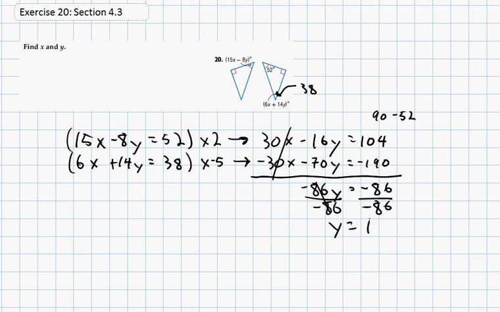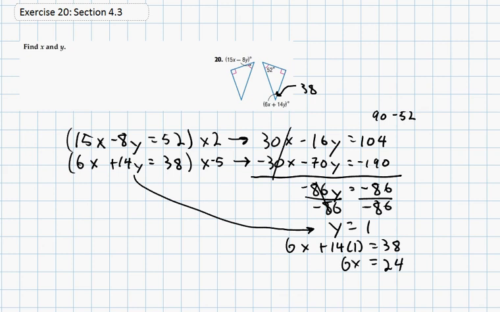So then to find what x equals, I'm going to take the bottom equation, just because it has smaller numbers, and plug in 1 for y. So I get 6x plus 14 times 1 equals 38. 38 minus 14 is 24. 6x equals 24. Divide by 6, and x equals 4. So your answer is x equals 4 and y equals 1.